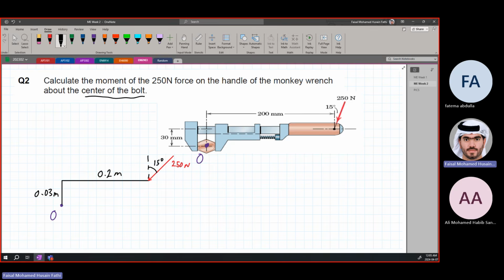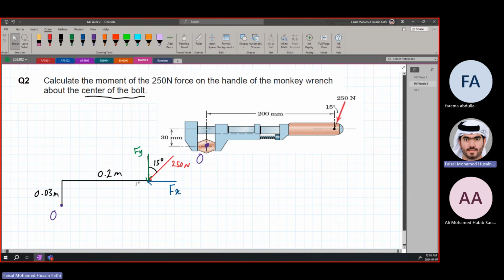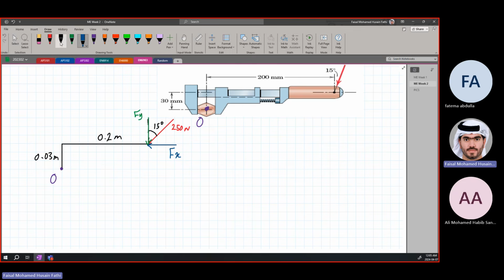Now, keep in mind here, again, let's break it into components. We have an Fx and an Fy in this case. Now here, notice that this Fx is not parallel with the point O. It is not exactly at the point O. We have an actual perpendicular distance. If we extend from the point O, you will notice there is a perpendicular distance that is being applied due to Fx.